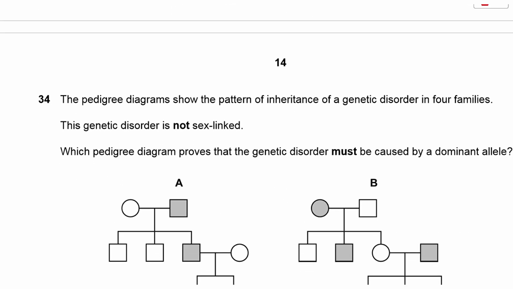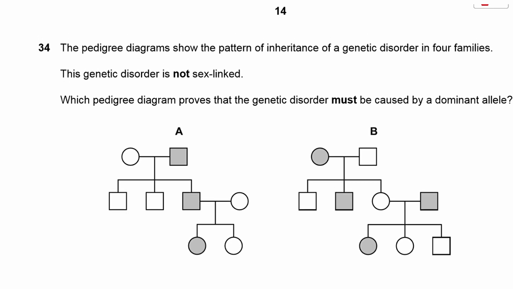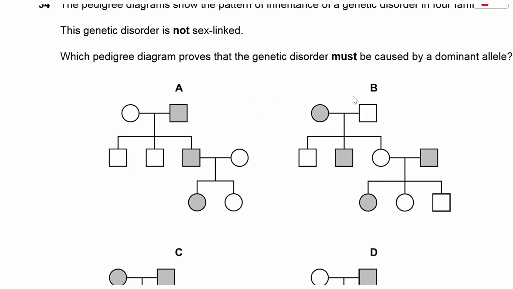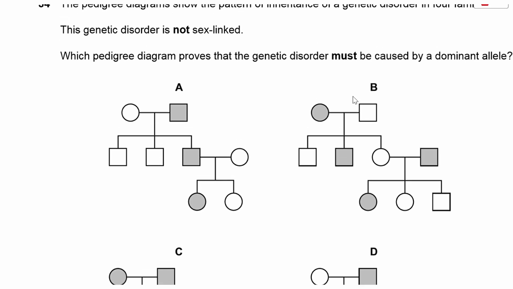Okay, number 34 says the pedigree diagram shows the pattern of inheritance of a genetic disorder in 4 families. This genetic disorder is not sex linked. Which pedigree diagram proves the genetic disorder must be caused by a dominant allele? Which pedigree diagram proves the genetic disorder is not a dominant allele?